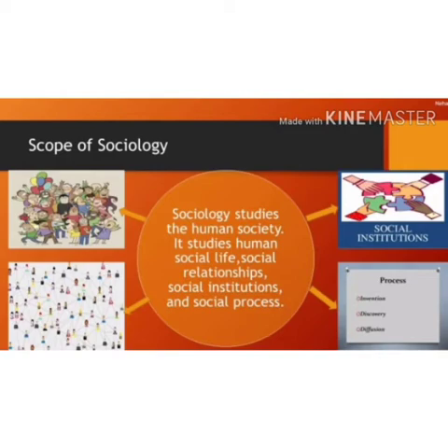Next, the fourth one is social institutions. It studies social institutions, for example, the relationship between human beings and the social institutions. Social institutions means school, government, family, neighborhood, religious place. These are all examples of social institutions. Fifth one is social process. Sociology also studies social process. What is social process? Social process means the ways in which individuals and groups interact with each other and establish social relationships. For example, cooperation, competition, conflict, etc.